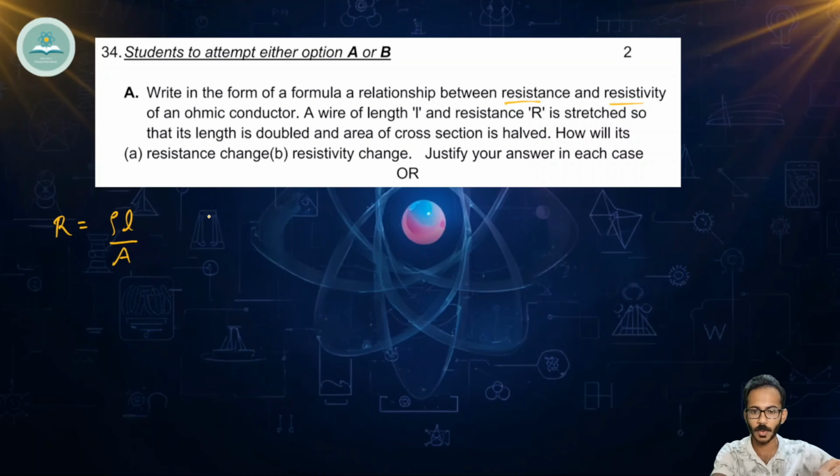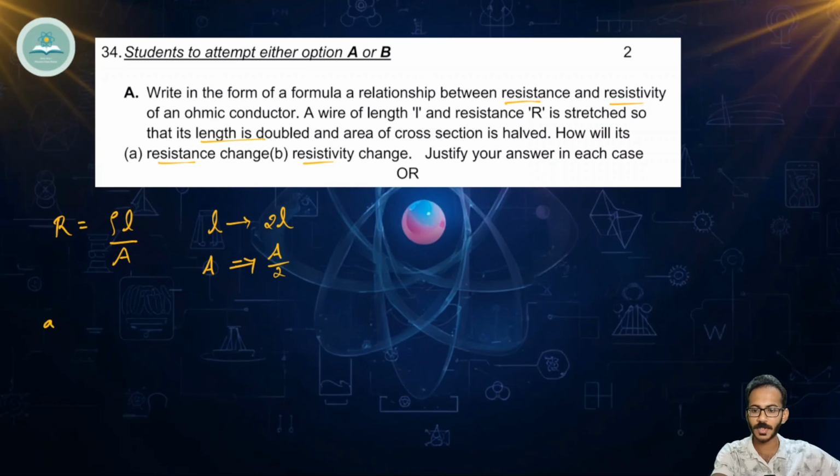Just write down that. Then next part is a wire of length L and resistance R is stretched so that its length is doubled. So in this case L becomes 2L, and area of cross section is halved. A became A by 2. Now they are asking, how will its resistance change? And second question is, how will its resistivity change?